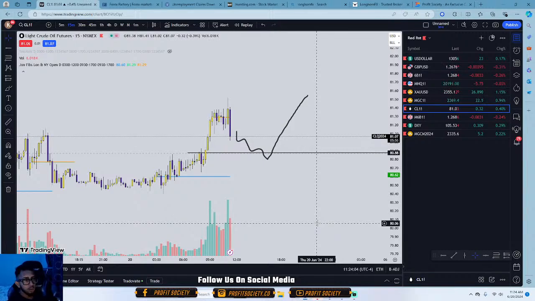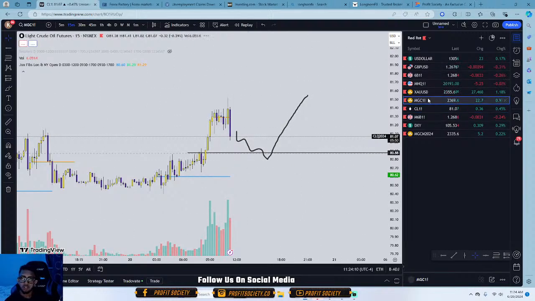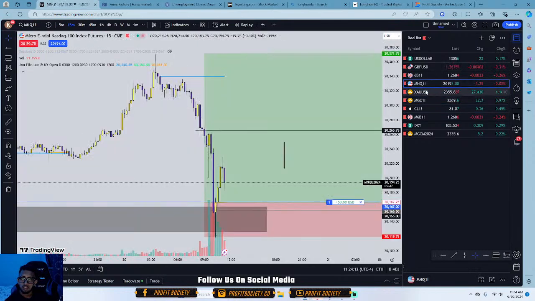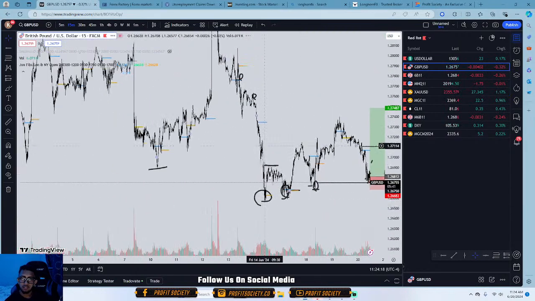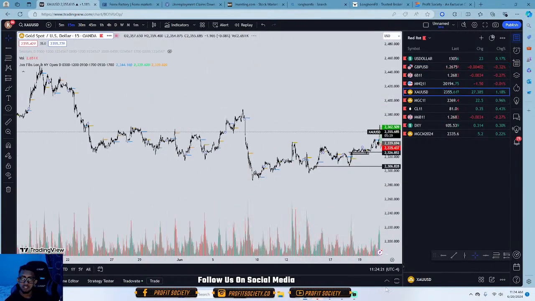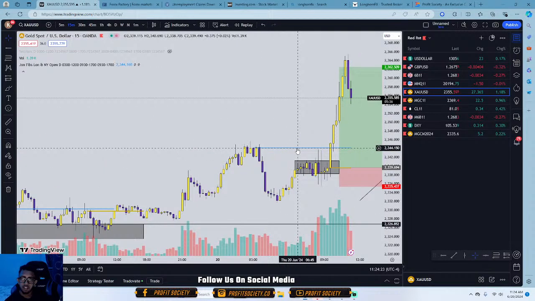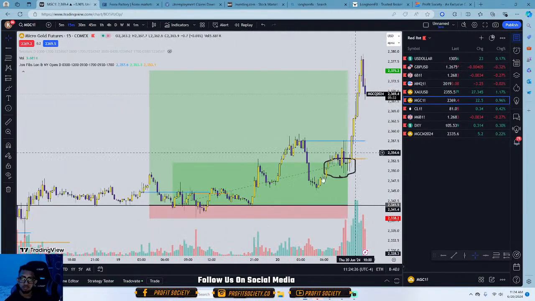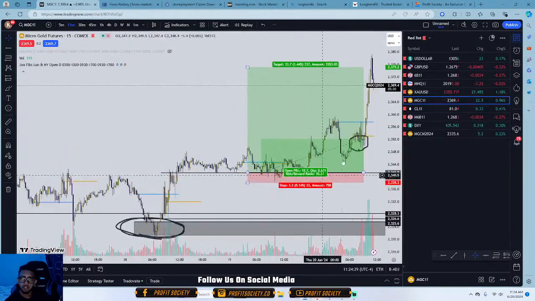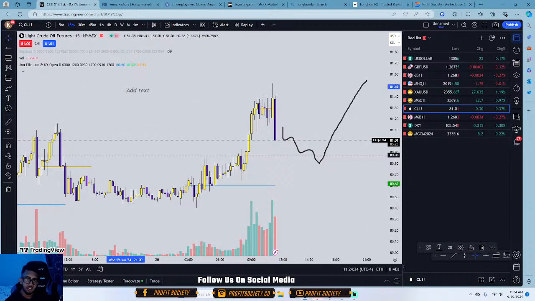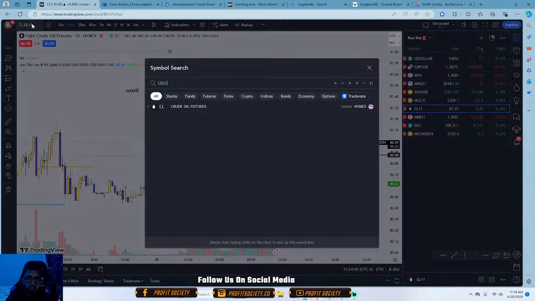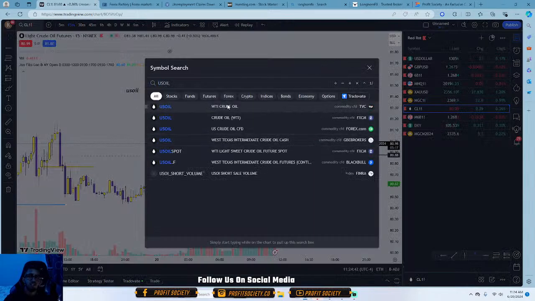You can trade oil on the forex side as well. It's just called US oil. As you guys can see, somewhere I have this list of just forex equivalent pairs. But if you are trading oil, oil is US oil. You just type in US oil right here. US oil, crude oil.